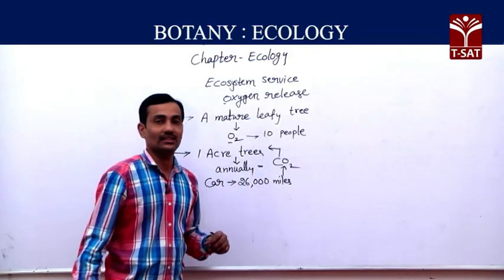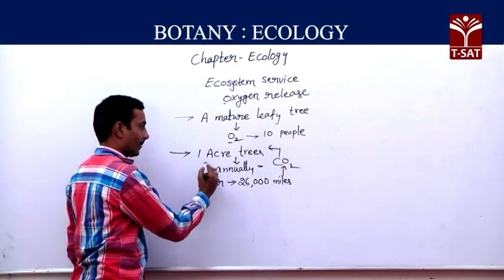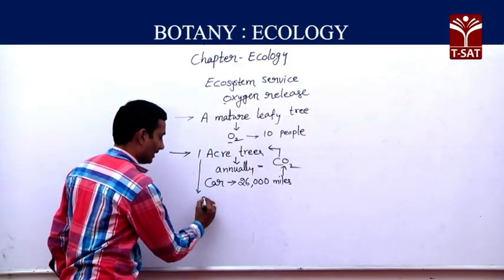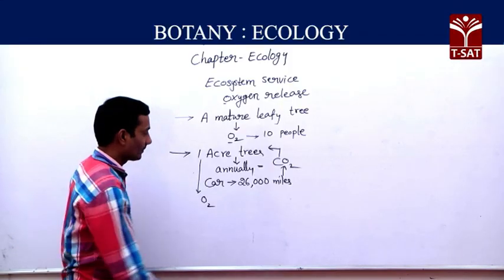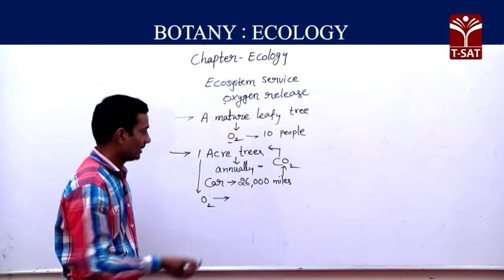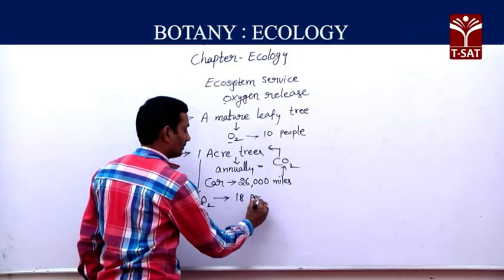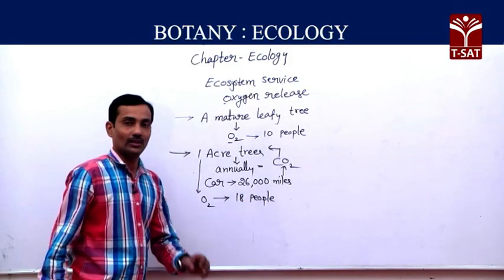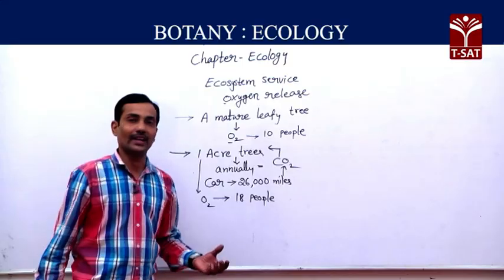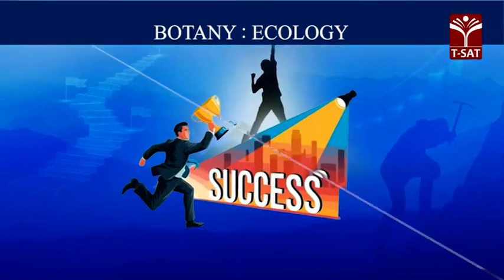That much emission of carbon dioxide is taking place from the vehicles. In the same manner, all these plants emit or release oxygen. So the oxygen produced annually by 1 acre of trees is enough to sustain 18 people for 1 year. Whatever amount of oxygen is used by 18 people is produced by 1 acre of trees.